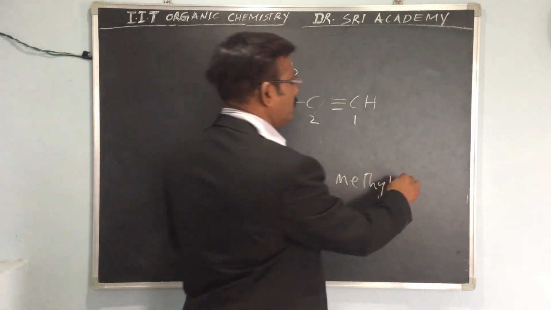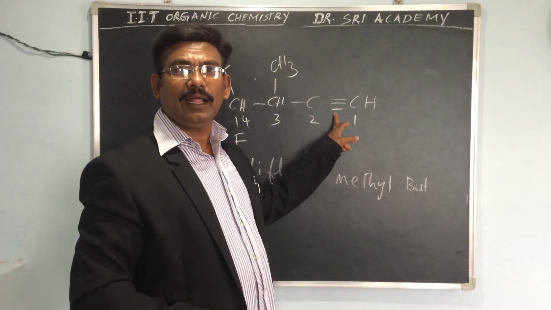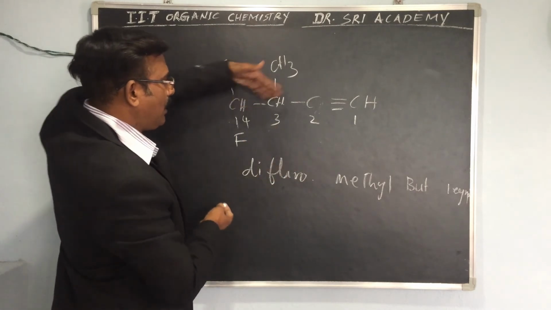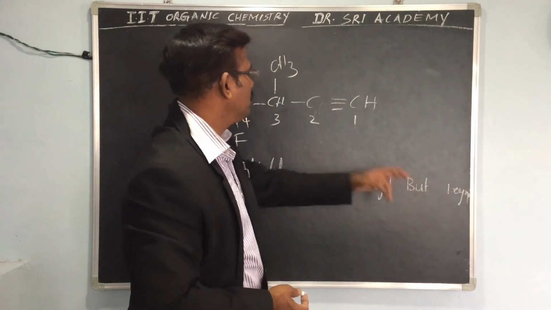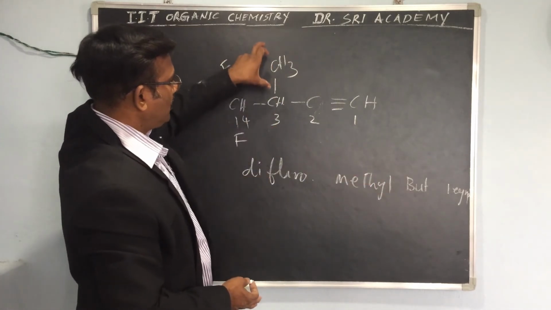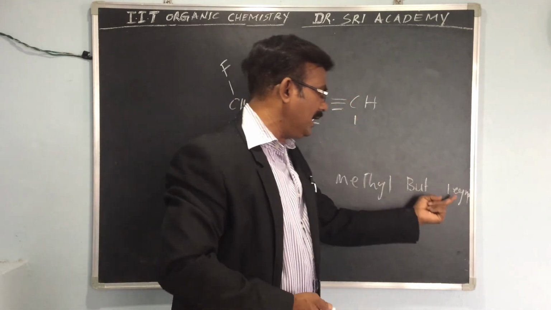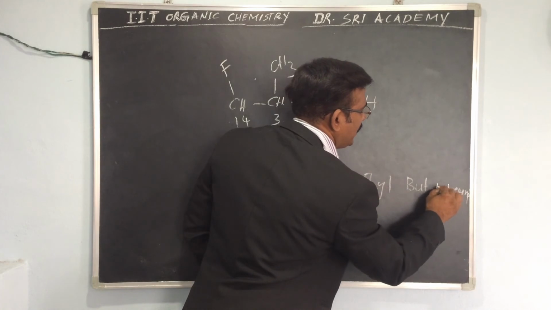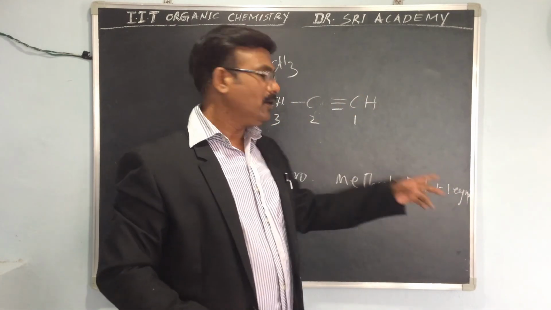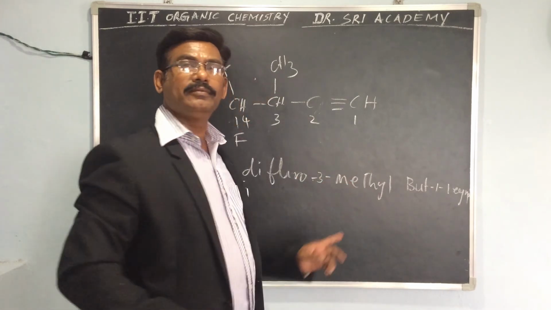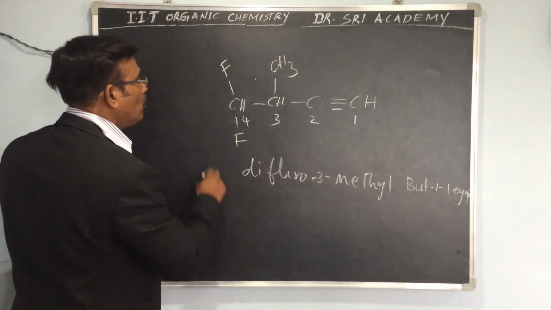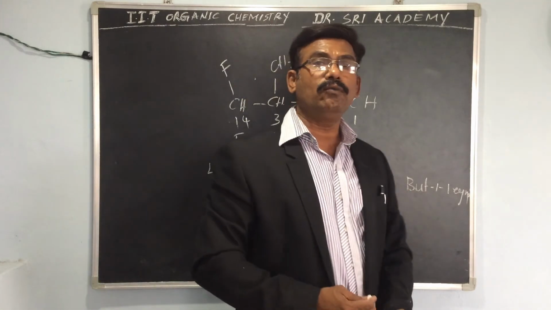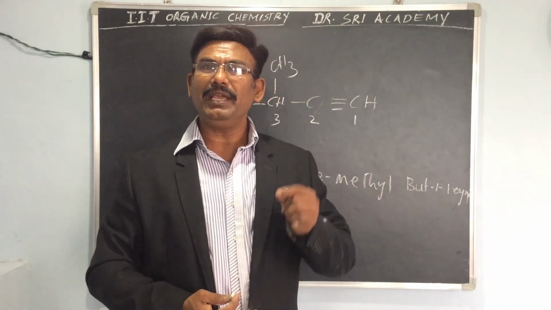So how many carbons are there? Four, so but. And the triple bond is there, yne. You have to take the long chain, 4 carbons, but, with substituents difluoro and methyl, and the triple bond yne. Now positions. The yne is at position 1, but-1-yne. Methyl at position 3, 3-methyl, and 4, 4 difluoro. So 4,4-difluoro-3-methylbut-1-yne. This is the IUPAC naming of this compound.